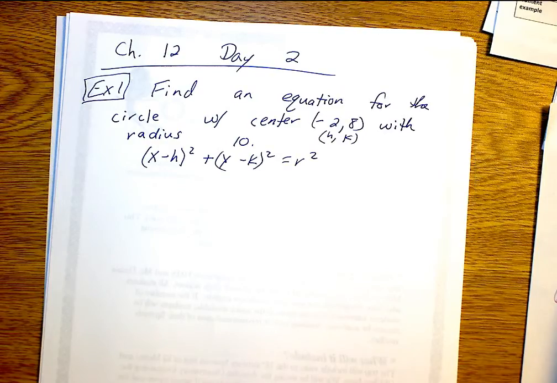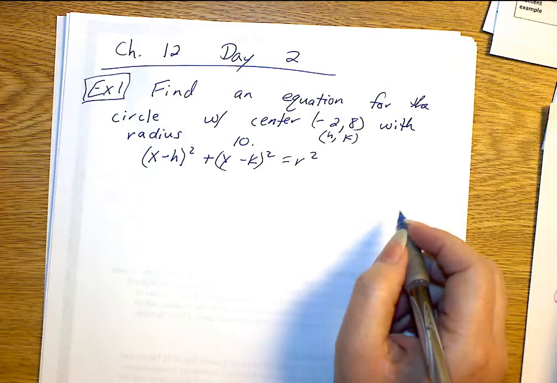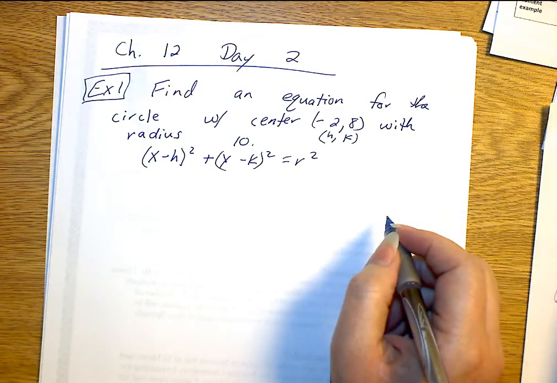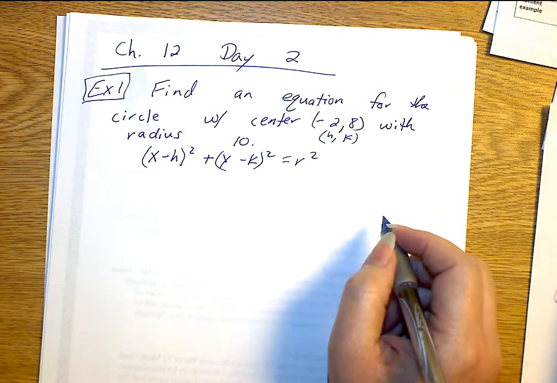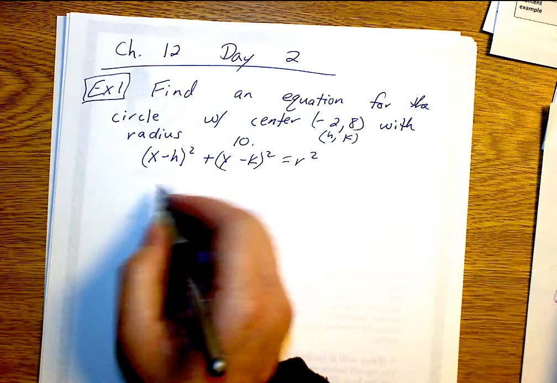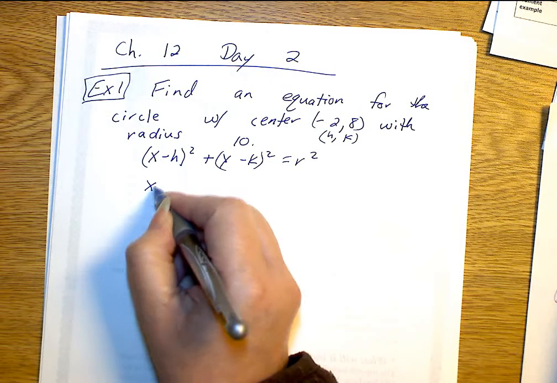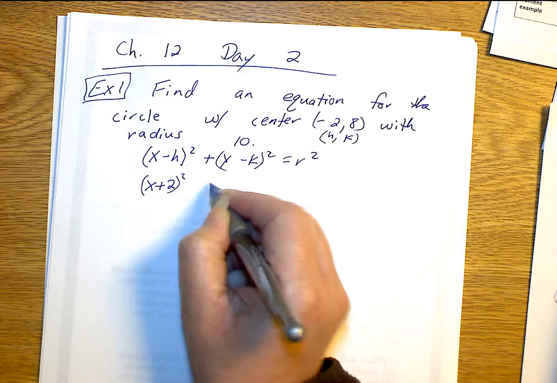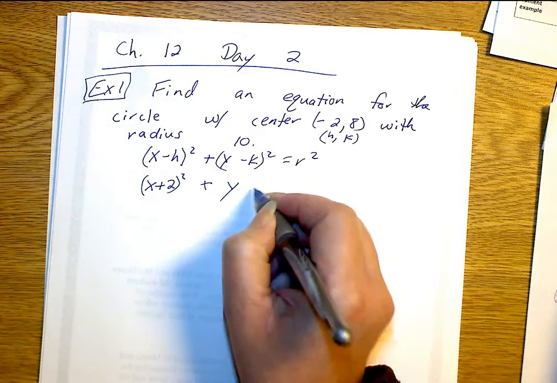Alright, hopefully you have had time to write it down. Amber, what did you put for your equation? (x plus 3) squared plus (y minus 8) squared equals 100. Very good.